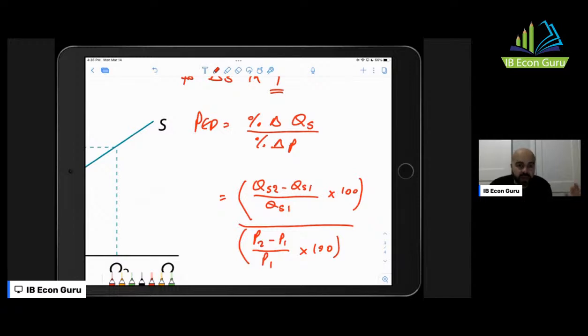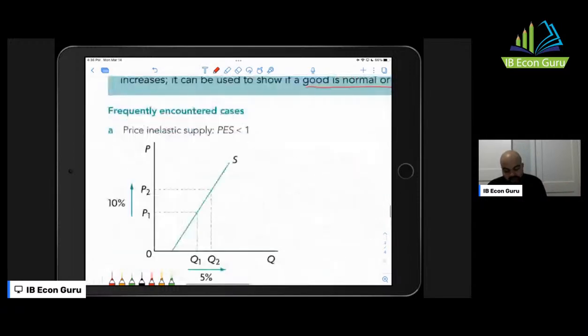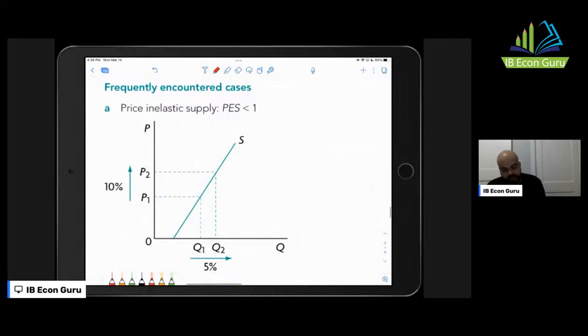Think of a farmer. If the price of tomatoes rises, the tomato farmer can't just grow tomatoes overnight. They're going to have to wait till it's season. So supply in the short run is likely to be very price inelastic. Price inelastic supply is when PES is less than 1. Remember, the relationship between price and quantity supplied is positive. We know this from the law of supply.